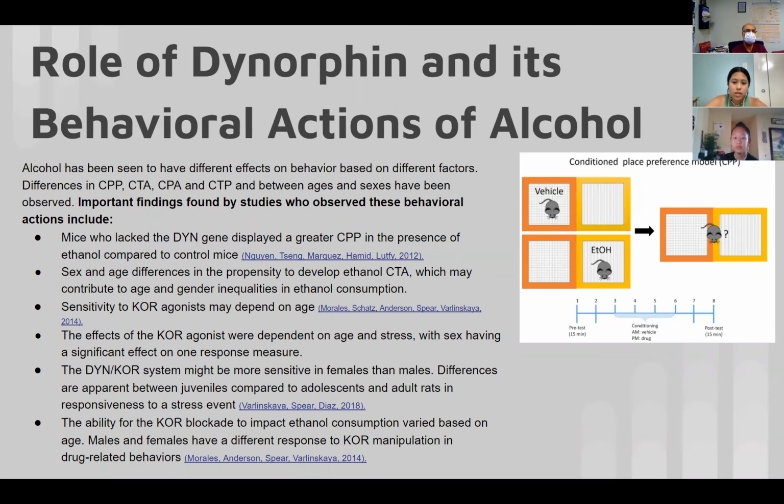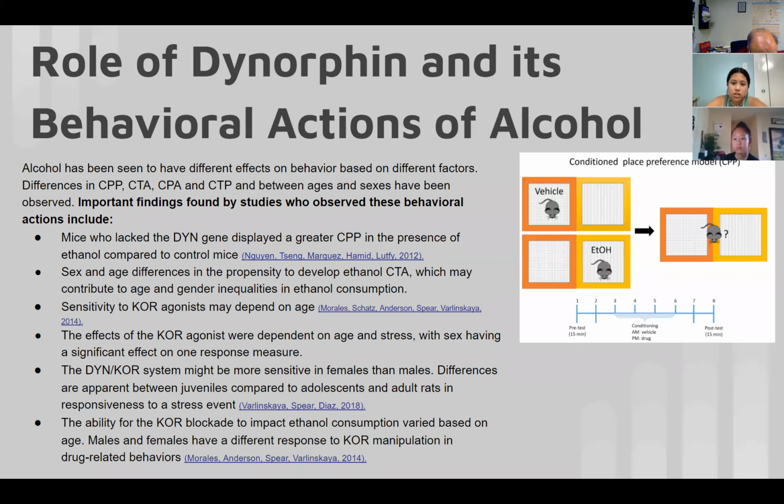So alcohol has been seen to have different effects on behavior based on different factors, which is due to the DYN-KOR system. Differences in conditioned place preference, conditioned taste aversion, conditioned place aversion, and conditioned taste preference, as well as between ages and sexes, have been observed by a variety of different studies. Important findings found by studies who observed these behavioral changes include mice who lacked the DYN gene displayed a greater CPP in the presence of ethanol compared to control mice.